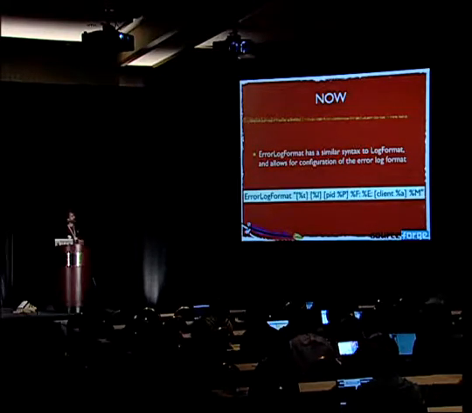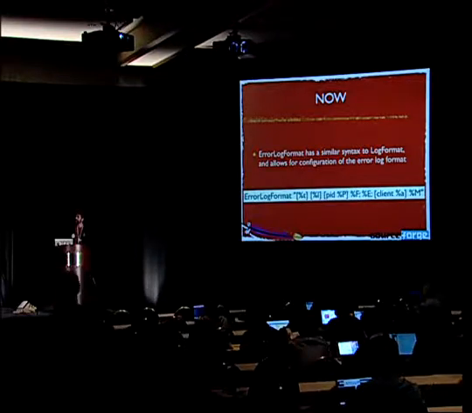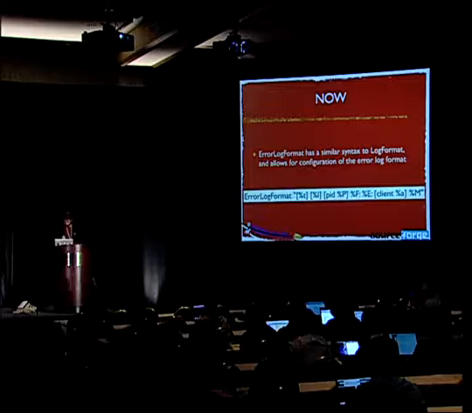Now we have an ErrorLogFormat directive that looks very much like the LogFormat directive. You can put many of the same variables in it, and then you can also put in some that are specific to the error condition. So in the example that I've got here, the %M at the end there is the error message itself. In the default error log format, you'll have a %m, which shows the module that was responsible for generating the error condition.